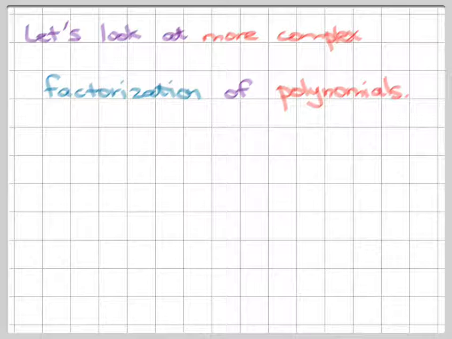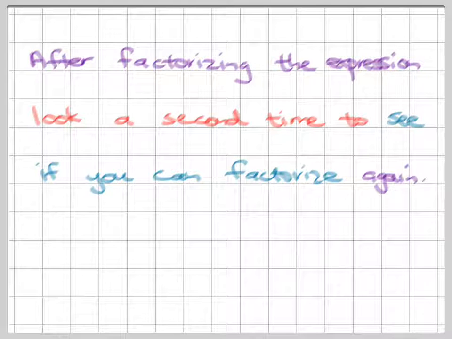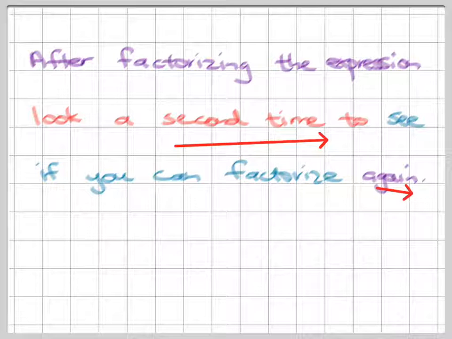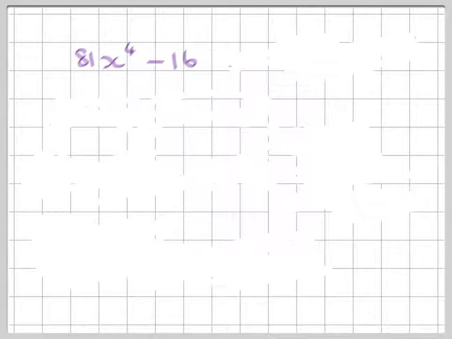Okay, so complex polynomials, we need to know how to deal with them. We have to factorize them. So let's have a look at a few examples. After factorizing the expression, look at it very closely. We need to look at it a second time to see if you can factorize again. Okay, so let's go and have a look at one.